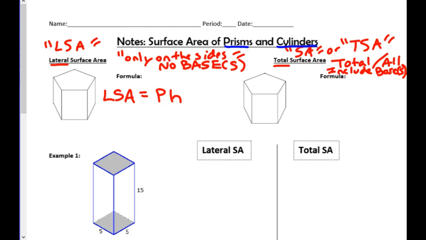Now, P, what do you think P stands for? Not prism. But since we're finding surface area, it might have been in our area unit. Perimeter. Thank you so much. Perimeter. So P for perimeter.